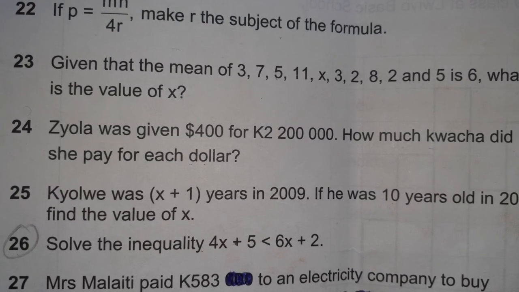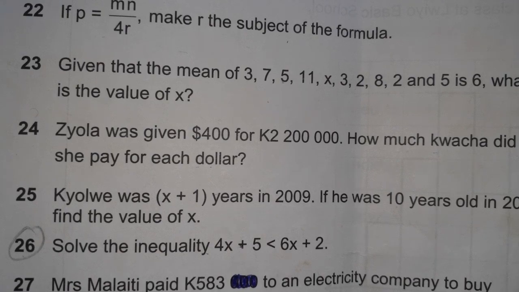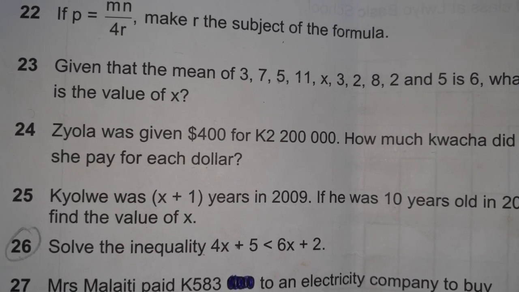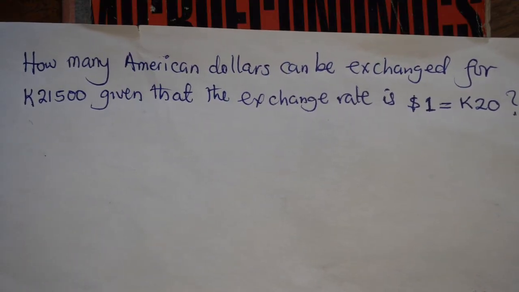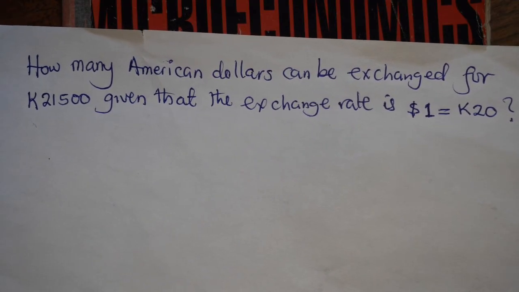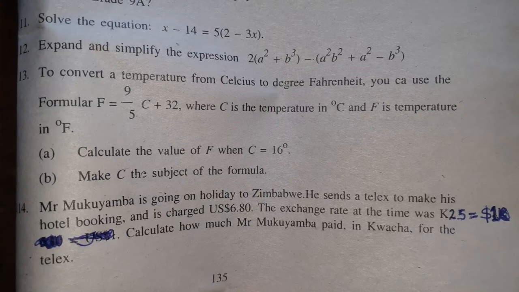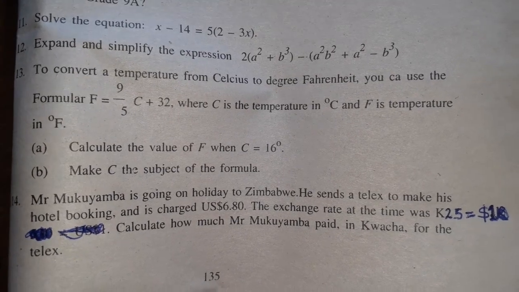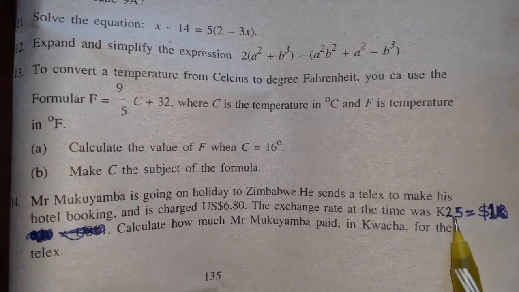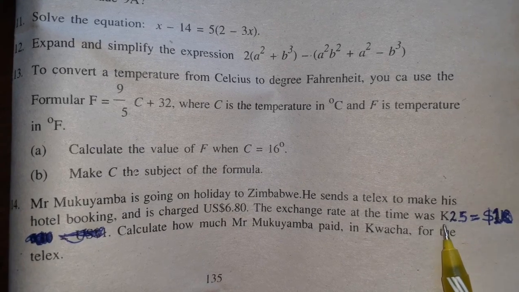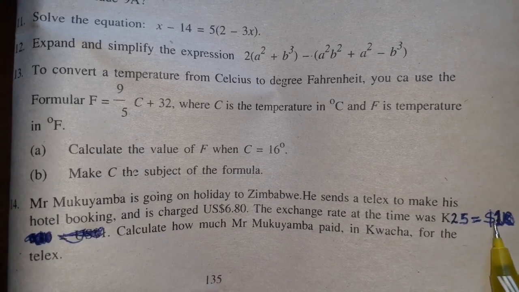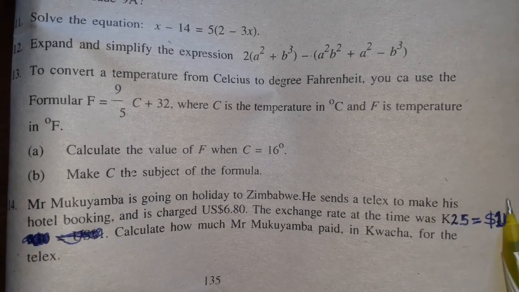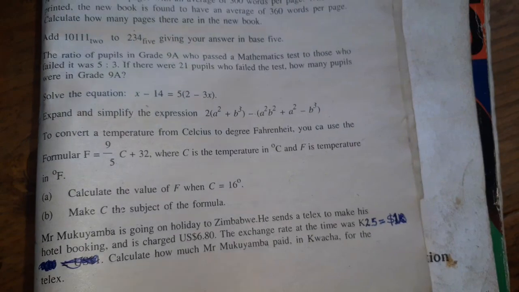So here you're getting question 24. Question 24 is going to be your number 1 in the exercise. So this is your number 2 question. The last part is the question you are getting, Mr. Mukuyamba. Then on the exchange rate here, this is 25 kwacha equals 1 United States dollar. Here, this whole thing here is 1 United States dollar.